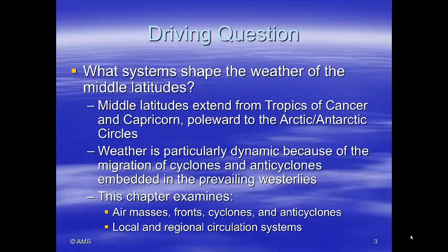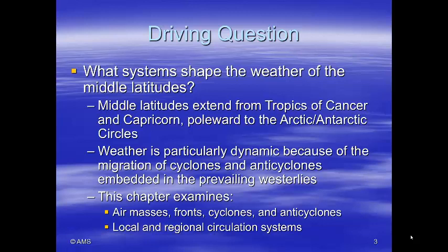So what systems shape the weather of the middle latitudes? We see that the middle latitudes extend from the Tropic of Cancer and Capricorn poleward towards the Arctic and Antarctic circles. This weather is particularly dynamic because of the migration of cyclones and anticyclones, which are embedded in the prevailing westerlies.